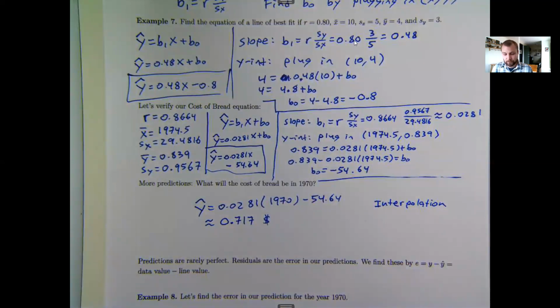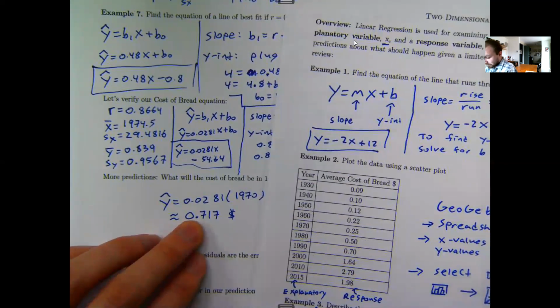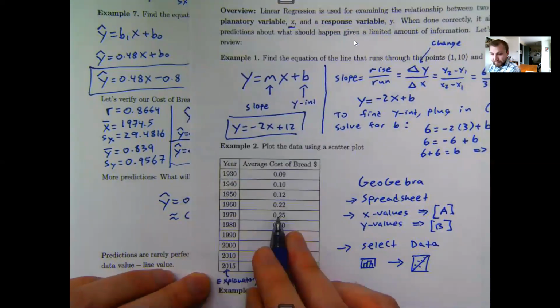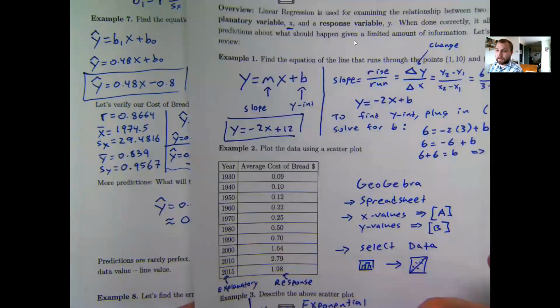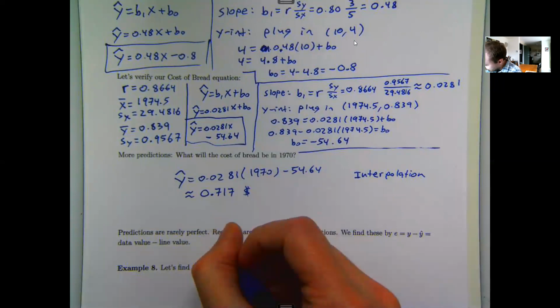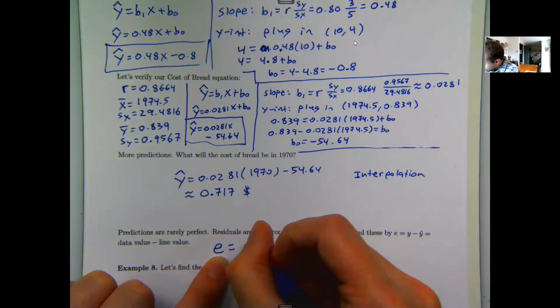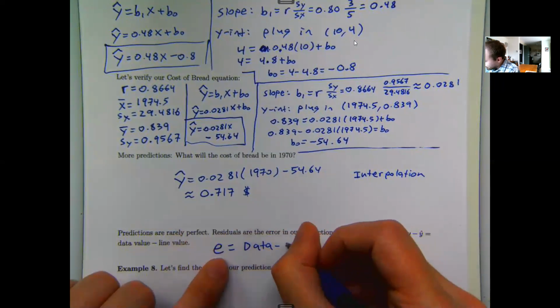Let's look back at the first page with all of this data and see what we actually have in the year 1970. So I thought bread should be about 71 cents or so, but I'm seeing that the actual cost of bread is closer to 25 cents. So it looks like I have a considerable amount of error. I call that error my residual. And residual E for error, I'm going to take whatever the actual value is from the data, and I'm going to subtract whatever I got for my prediction.